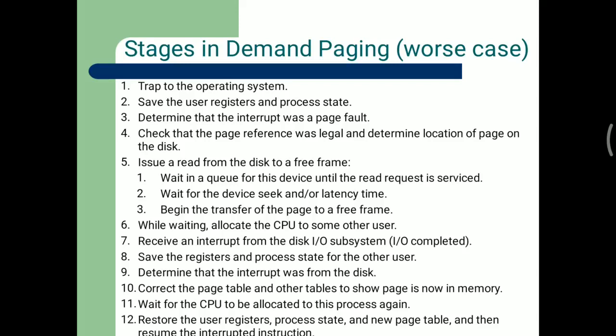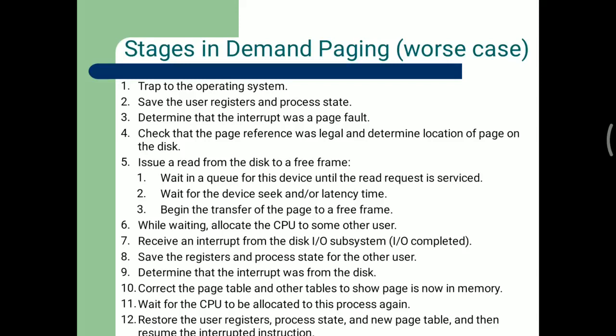Begin the transfer of the page to the free frame. While waiting, allocate the CPU to some other user. Receive an interrupt from the disk I/O subsystem. Save the registers and process state for the other user. Determine that the interrupt was from the disk. Correct the page table and other tables to show the page is now in memory. Wait for the CPU to be allocated to the process again. And the last one is restore the user registers, process state, and new page table, and then resume the interrupted instruction. So these are the stages in demand paging.